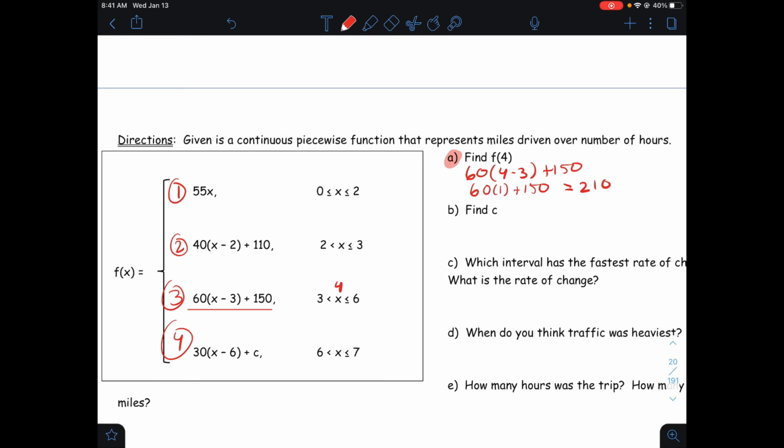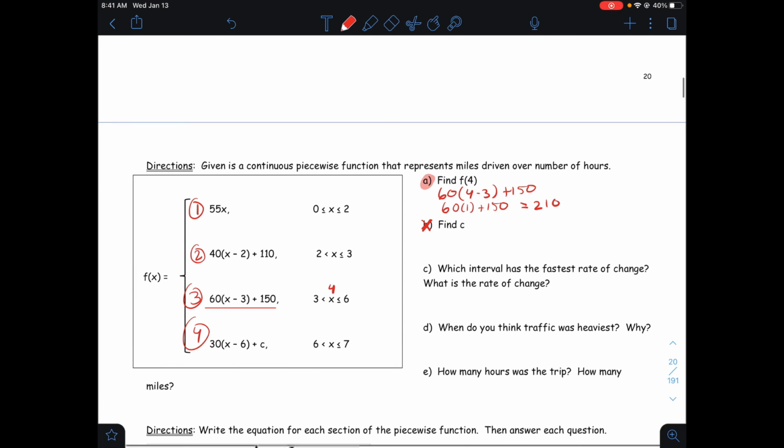We don't have to worry about this because we're not going to make them continuous. So don't worry about C.